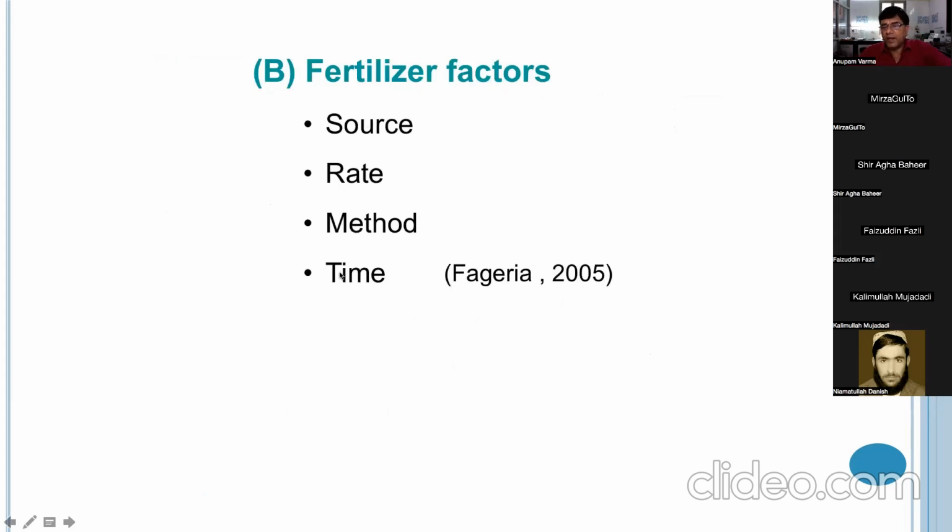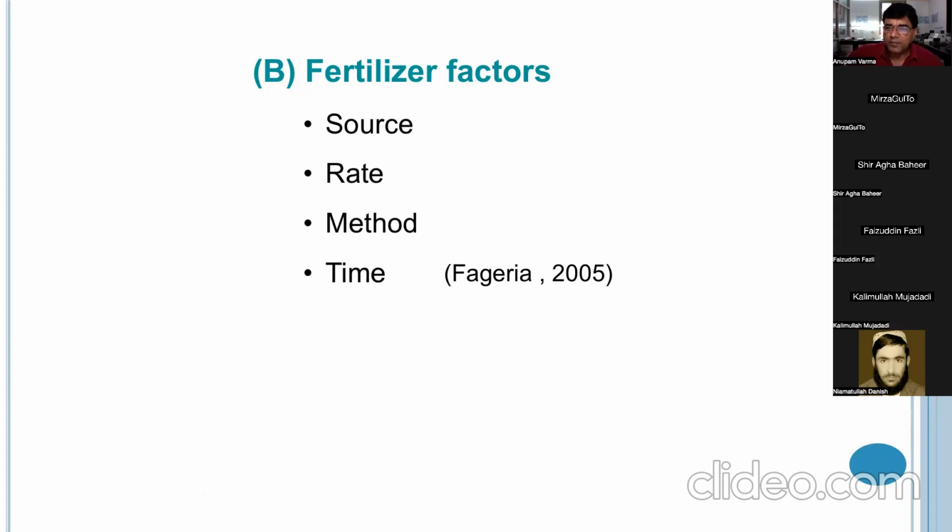So you know these fertilizer factors: source, certain sources are good. Yes, sir. The strategy means right amount, right time, right method. You understand these four things, sir? You understand it, or should I explain it? Okay, it is good that you understand. Now, please explain to me how the source will affect the nutrient use efficiency.